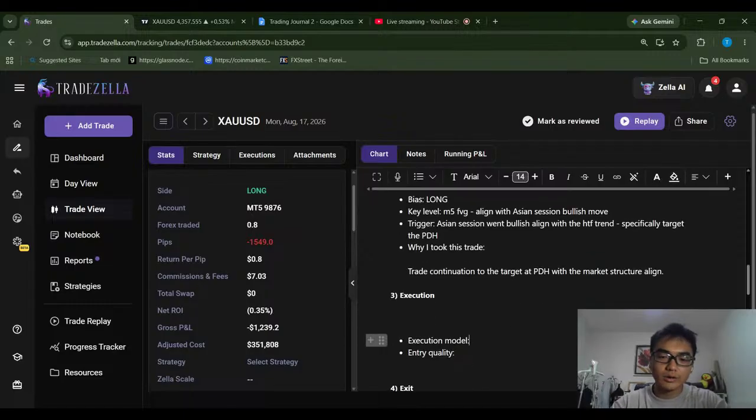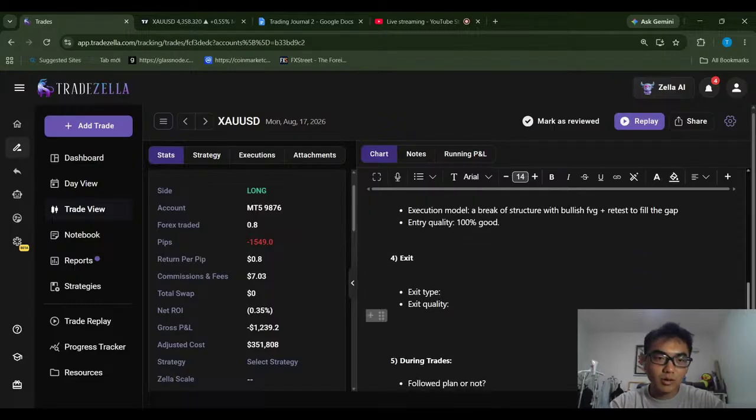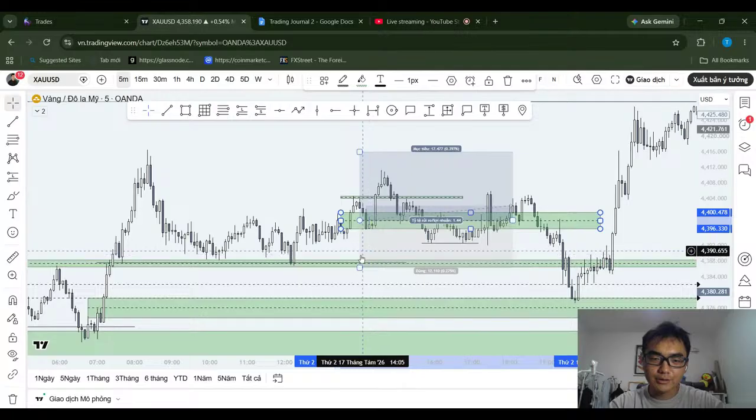Firstly, the execution model is simple. The execution model is a break with a breakup structure, a move with the bullish FVG, and a retest to fill the gap. Entry quality is 100% good. There's no reason to judge this one as not a good one. Even if I lose, the execution model is very good.